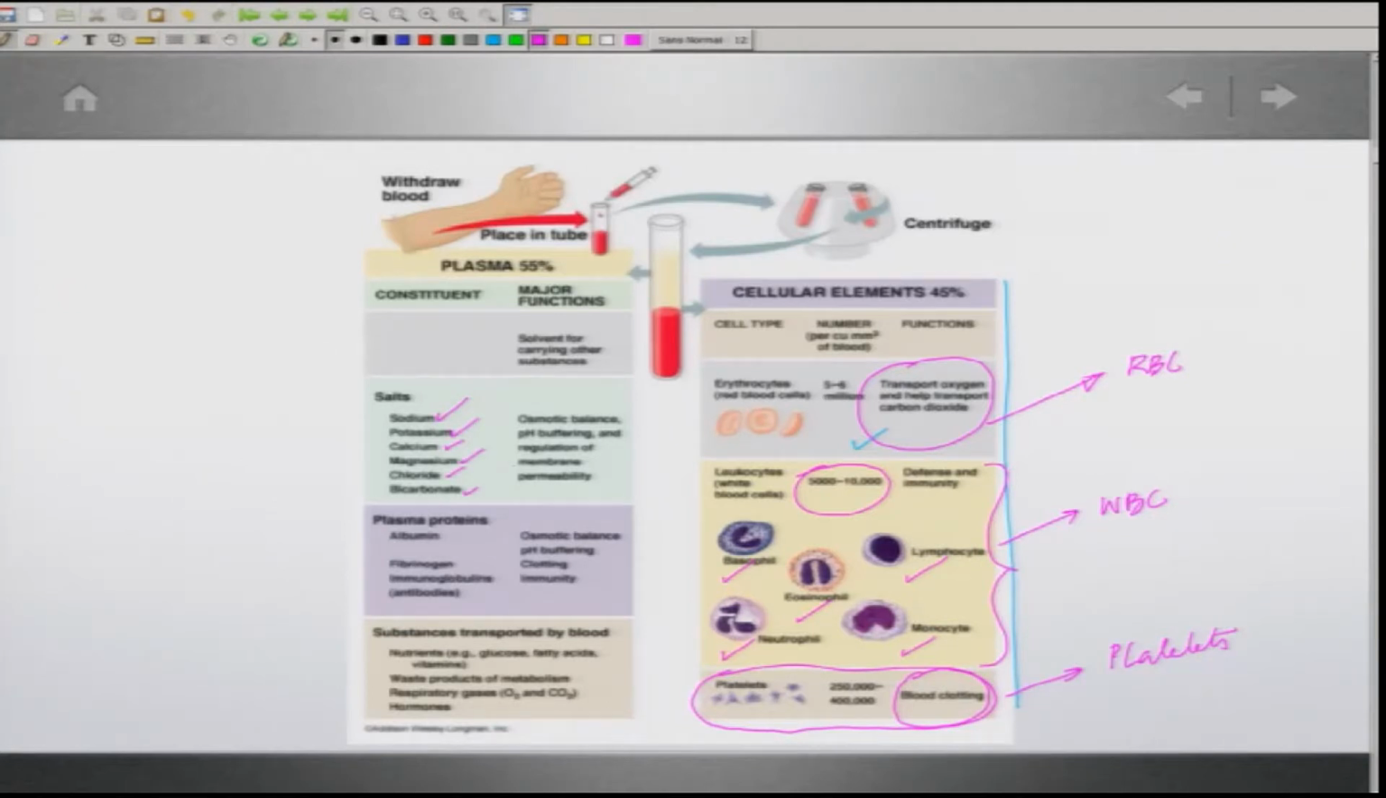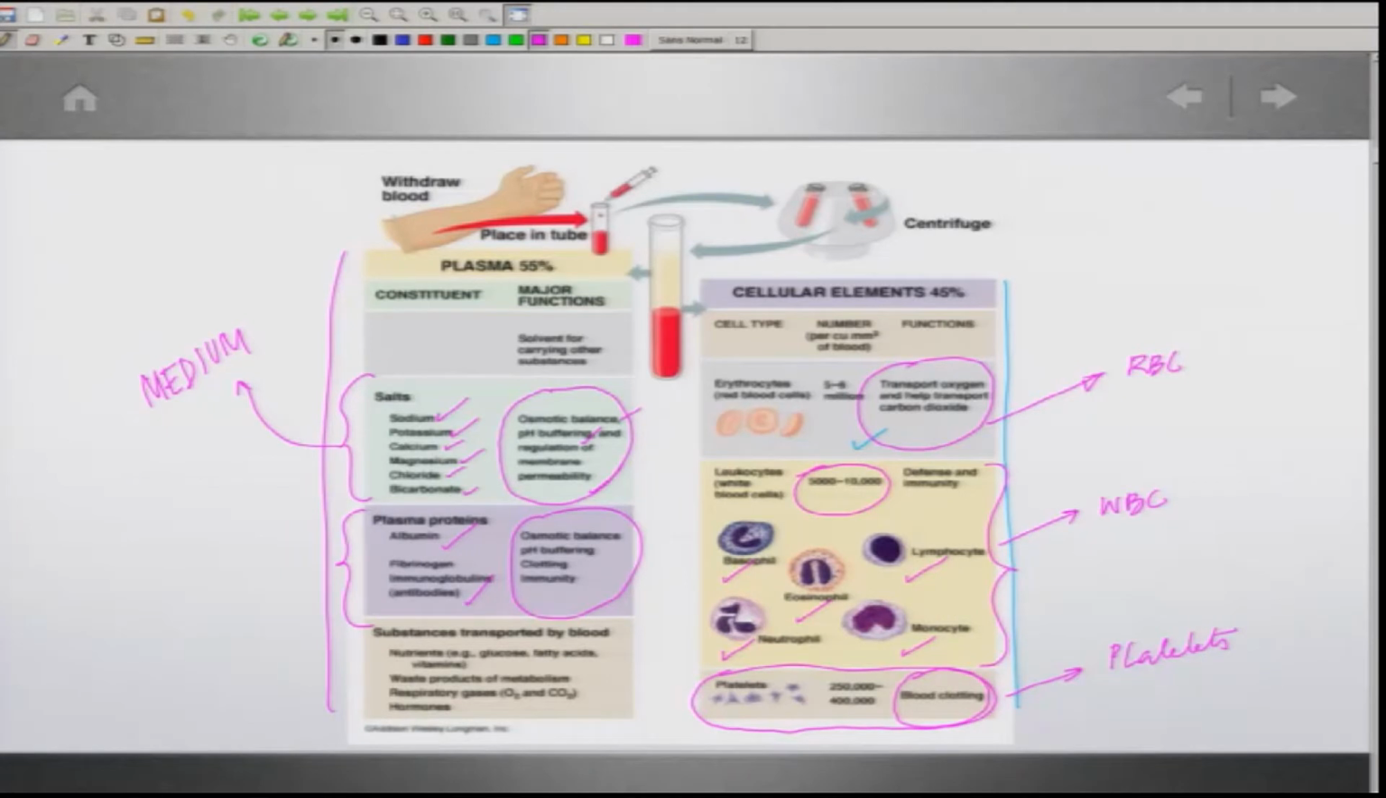Whereas the major plasma components, which include all different kinds of salts, are sodium, potassium, calcium, magnesium, chloride and bicarbonate. They help in osmotic balance, and this is the inspiration for developing media. Cell culture medium is inspired by these compositions, with pH buffering and regulation of membrane permeability. Then coming to the plasma proteins, they are albumin and fibrinogen, and they help in maintaining osmotic balance, pH buffering, clotting and immunity.